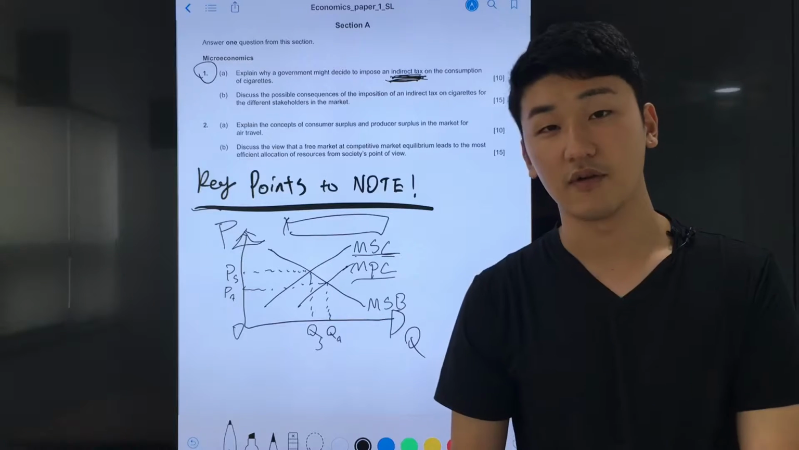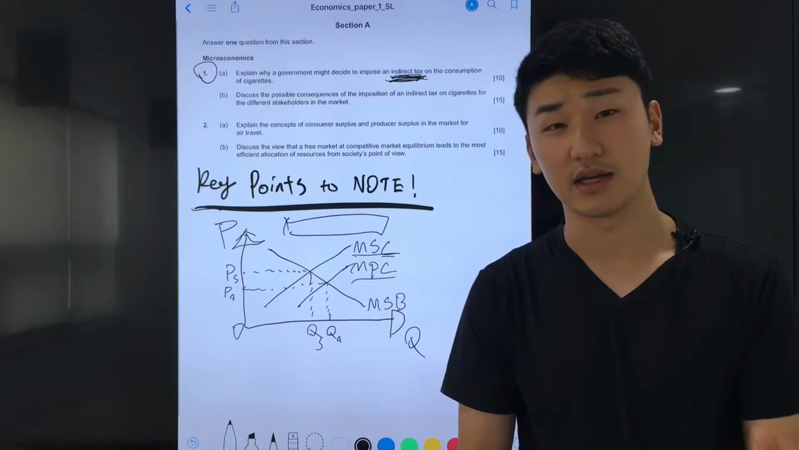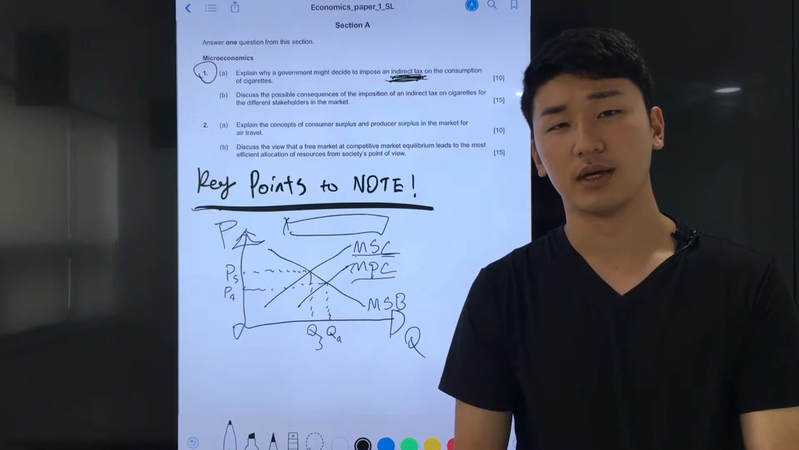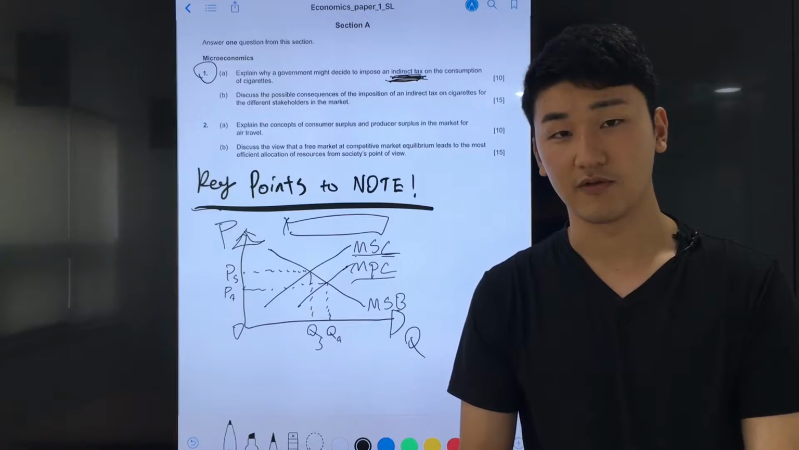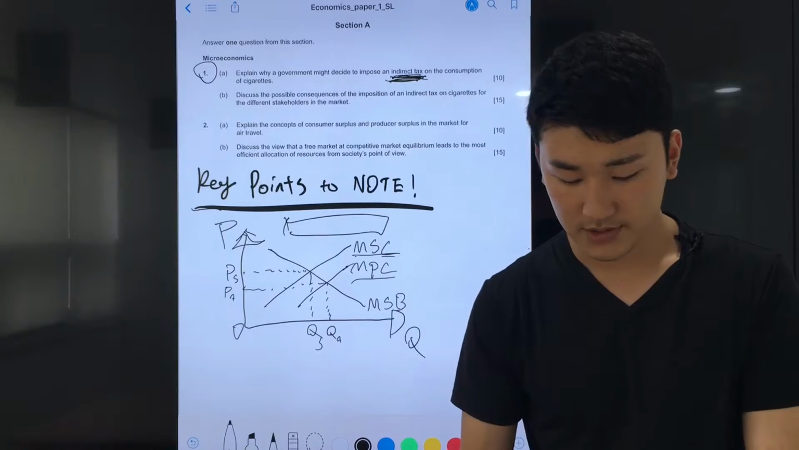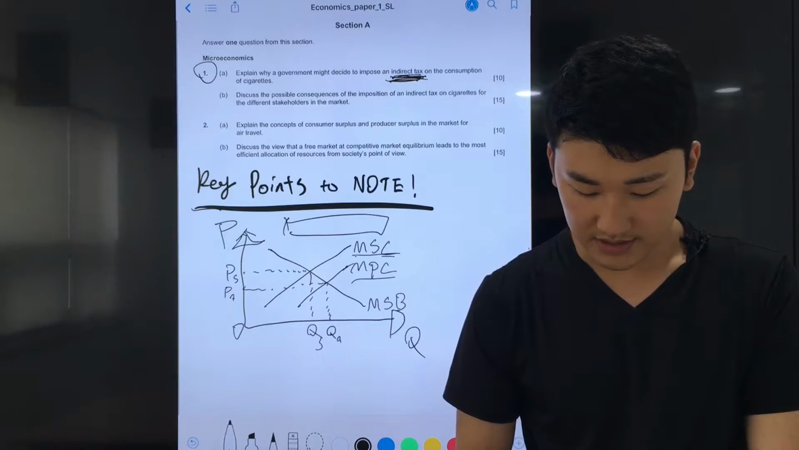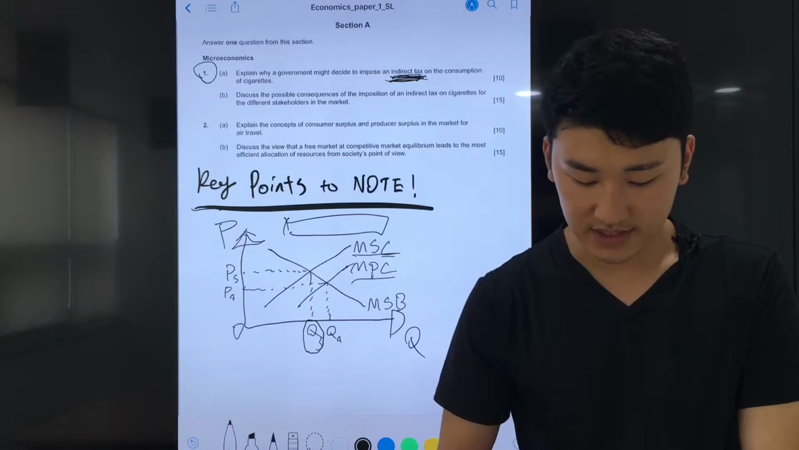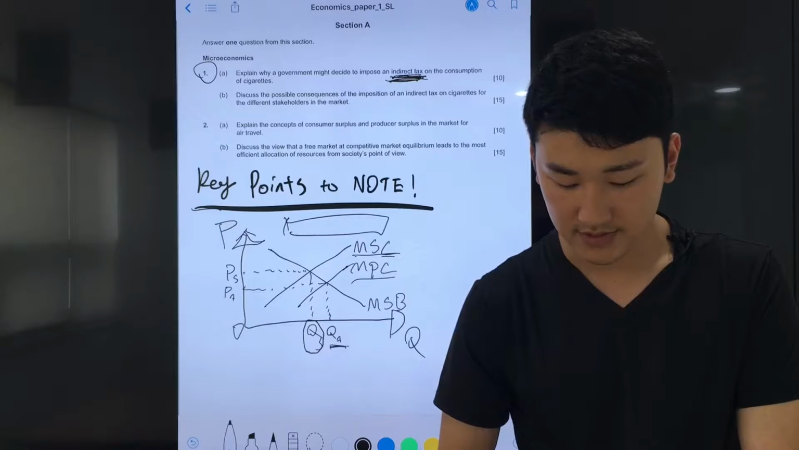Because cigarettes, obviously, are not good. They cause a lot of secondhand smoking, they are bad for the environment, bad for people's health, and bad for whoever is consuming them. But the problem, as we can see here, is that it's producing more than the socially optimal quantity. It's actually producing at QA. So this is not optimal.